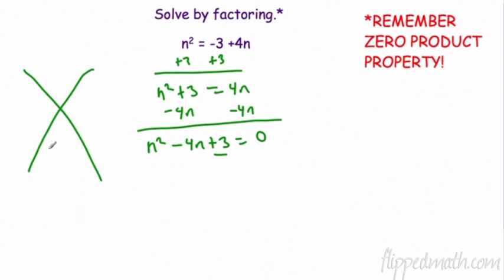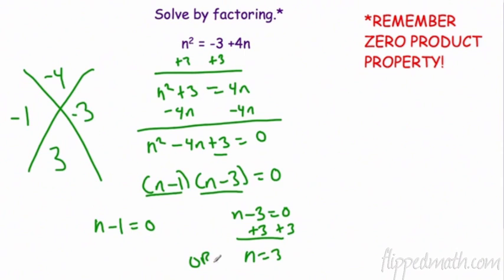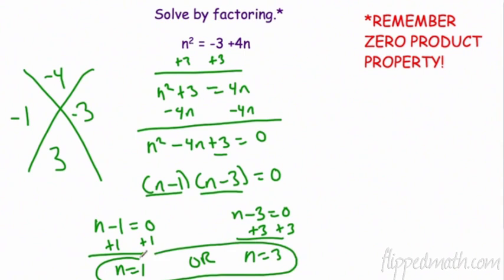So the last number goes in the bottom, the middle number goes in the top. Two numbers that multiply to 3, 1 and 3. 1 plus 3 is 4, so these need to be negative. So now I have n minus 1 times n minus 3 equals 0. Booyah! Zero product property says if two factors equal 0, I can set each of them equal to 0. First factor equal to 0. Second factor equal to 0. Add 3 over here. So n could equal 3. Or add 1. n could equal 1. Boom. All right, we're back.